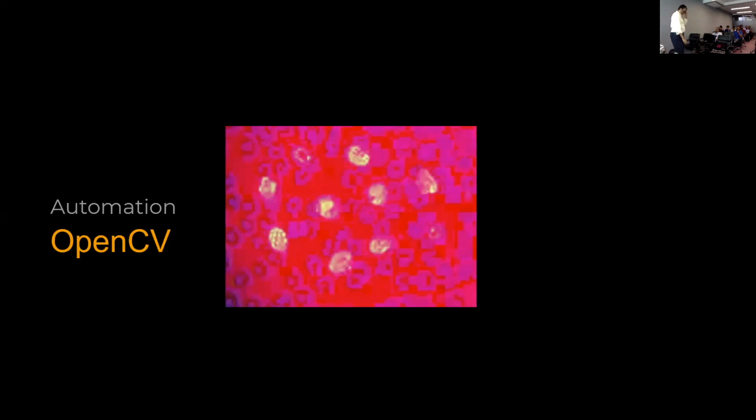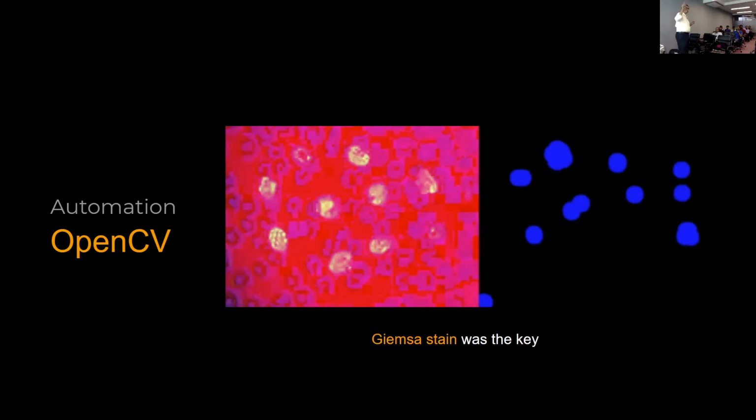So yeah, okay. As I said, I'm not very much into AI. So first we tried with OpenCV. What we found was the stain that was used for the cells. So okay, is there anyone who has looked into a microscope at a blood cell, at a blood sample?